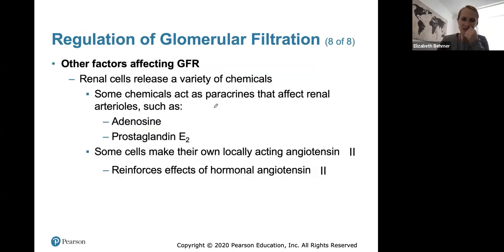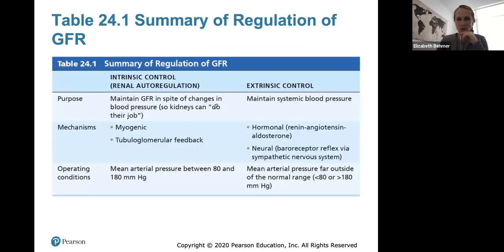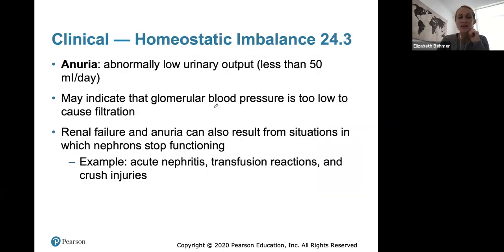Other factors affecting glomerular filtration rate are shown here, which I don't ask you main questions about. And then this is a summary of regulation of this glomerular filtration rate. Anuria is abnormally low urinary output.